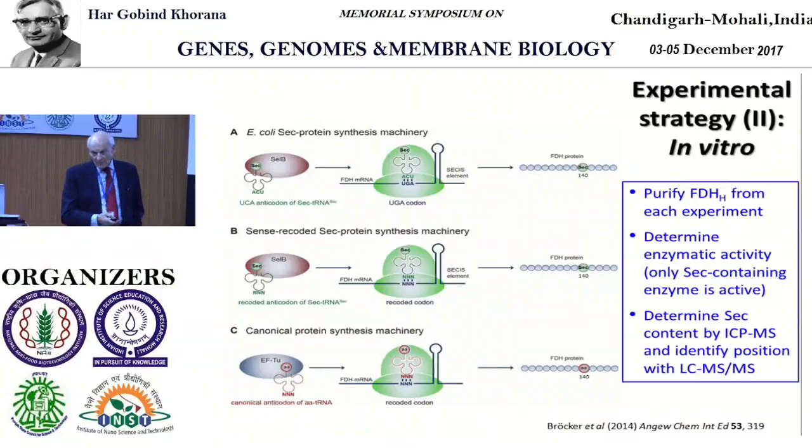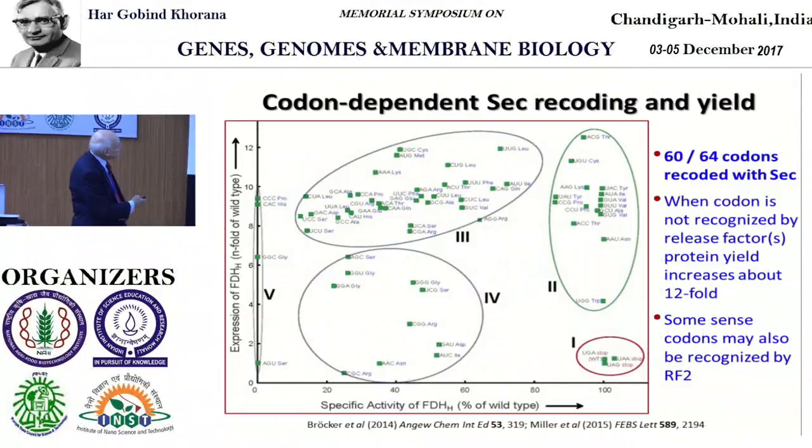But then you really have to do it by a chemical experiment, learning from Govind. So you have to purify each FDH from each experiment, determine the enzymatic activity, because only the Sec-containing enzyme is active, and then determine the Sec content by ICP-MS and identify the position with LC-MS/MS. With all of this, we showed that 60 out of 64 codons can be recoded to selenocysteine, some of them completely. Given that these are now sense codons, they are no longer hindered by any release factor. You can get protein increases up to 12 or 15-fold even. And we also found out that some sense codons may even be recognized by RF2, and this is a different analysis that needs to be done.